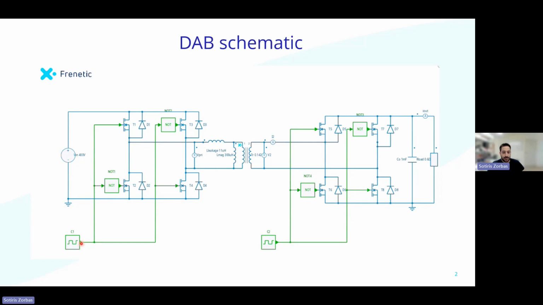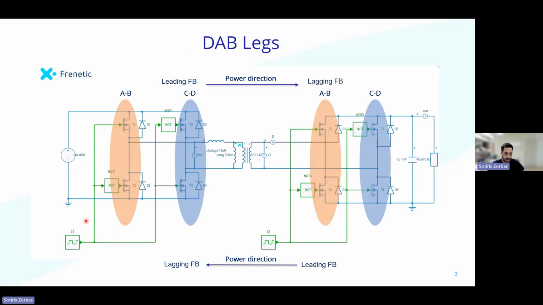Now, the things that I want you to remember from these slides is that we have what I call leg AB and leg CD on those two bridges. Power can flow from this direction, from the input to the output. That's the standard one here. So this is the leading bridge, and this is the lagging bridge. That's the naming convention to remember. And we can go the other way around, right? So this is leading the power, and this is lagging.